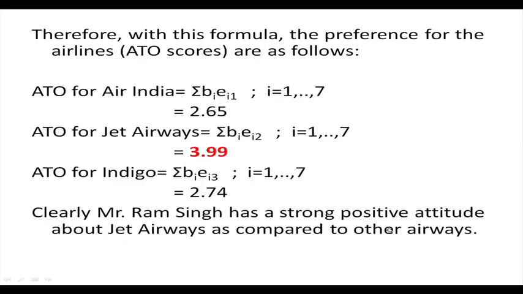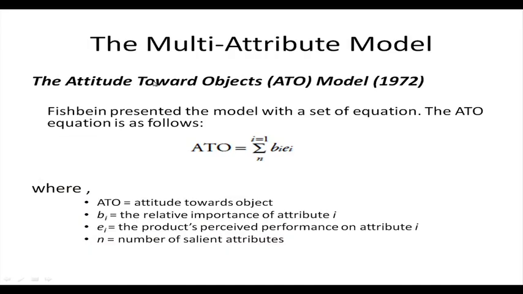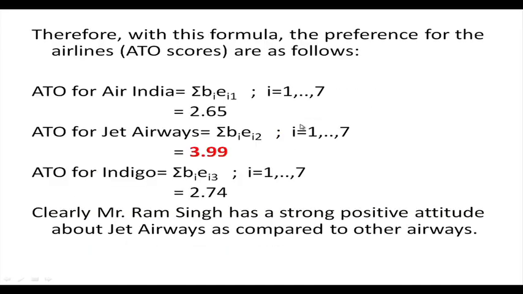So, going by this formula, the preference for airlines following this first attitude towards object model, we get ATO for Air India 2.65, ATO for Jet Airways 3.99, ATO for Indigo 2.74. So, clearly the highest is for Jet Airways. So, the most strong positive attitude of Mr. Ram Singh would be for Jet Airways.